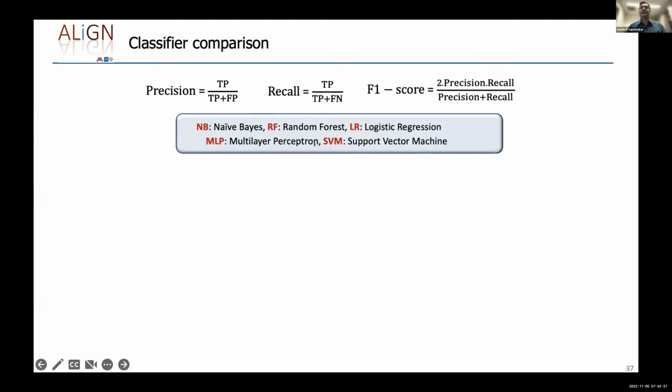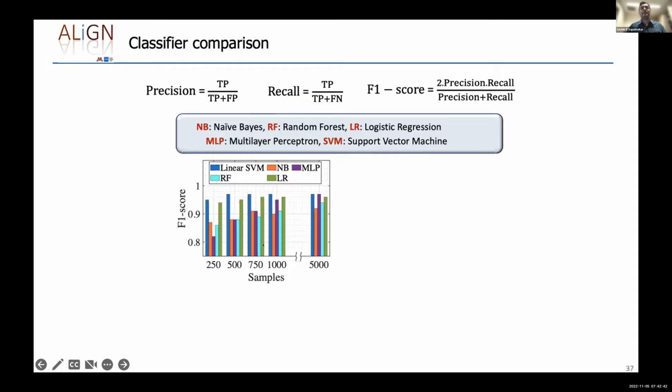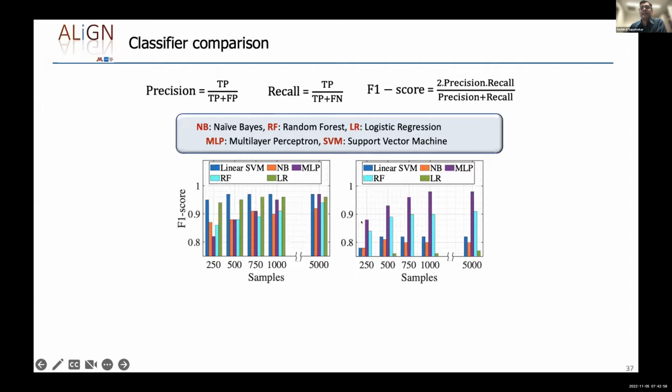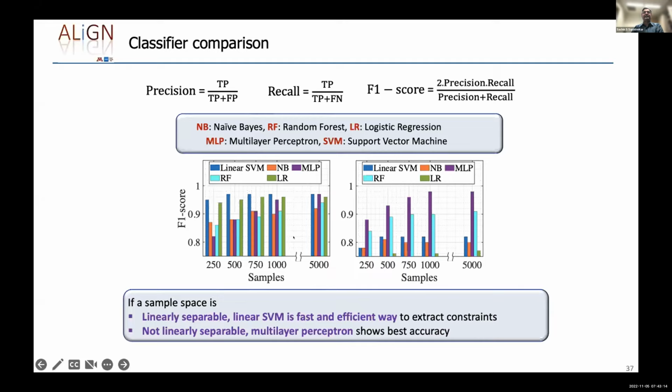And then what we saw was that when we applied these to try and predict the performance, it turned out that for some circuits, the blue bar, which represents the linear SVM, works pretty well. This actually happens for constraints that are well represented by linear approximations. But for other constraints, the linear SVM model really did not perform well at all. And in this case, we had to go to a multi-level perceptron in order to get decent performance. So inherently, this is because the underlying constraint could be linearly separable or not.